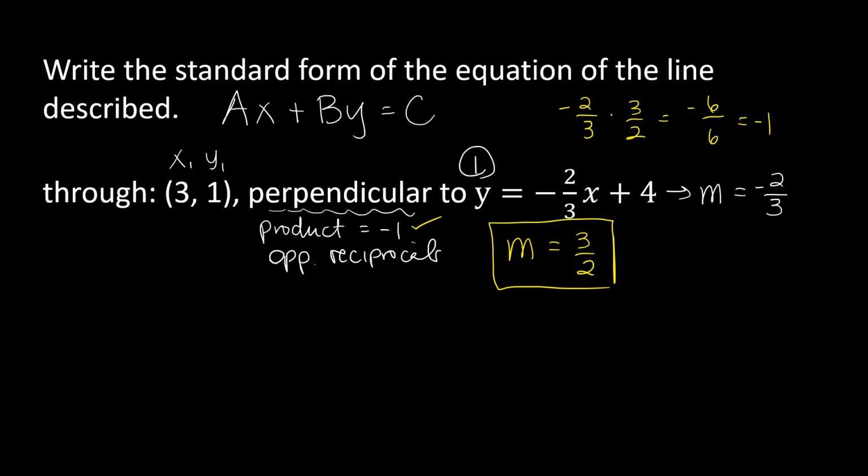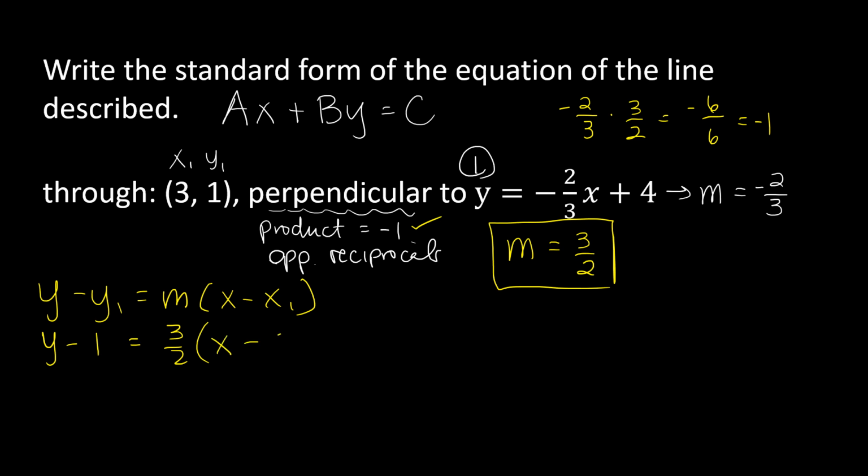So first, because they gave us a point and a slope, we're going to use the point slope form. Okay, so I'm going to take my point slope form and plug everything in. So y minus y1, which is 1, equals m, which is 3/2, times x minus x1, which is 3. So everything looks pretty good here. We don't have to clean anything up, so we continue.